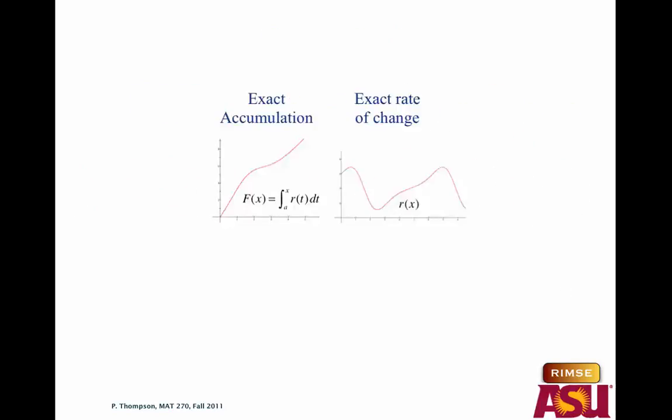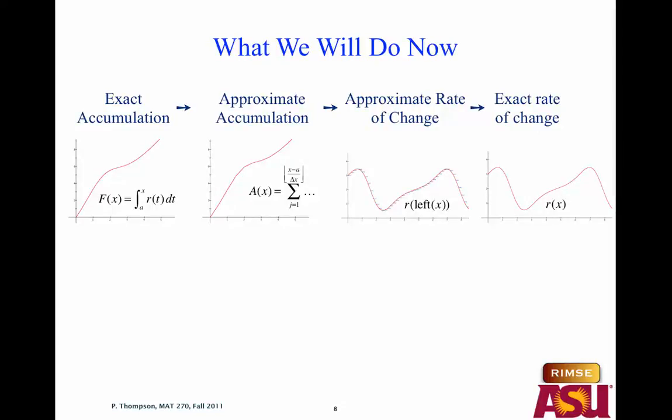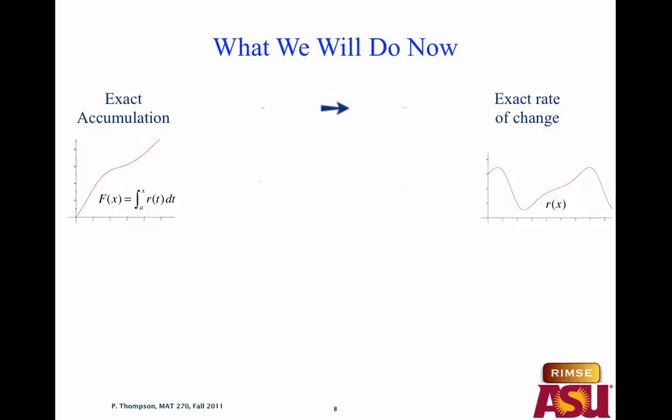Okay? So what we're going to do now, exact accumulation, that's what we're going to have, and we're going to build approximate accumulation. From that, we get approximate rate of change, and then exact rate of change, and then just like before, our goal is, having understood the process, then we could just write down exact rate of change, a direct streamlined process from exact accumulation to exact rate of change. Okay, and this is what we're going to call the reverse process.